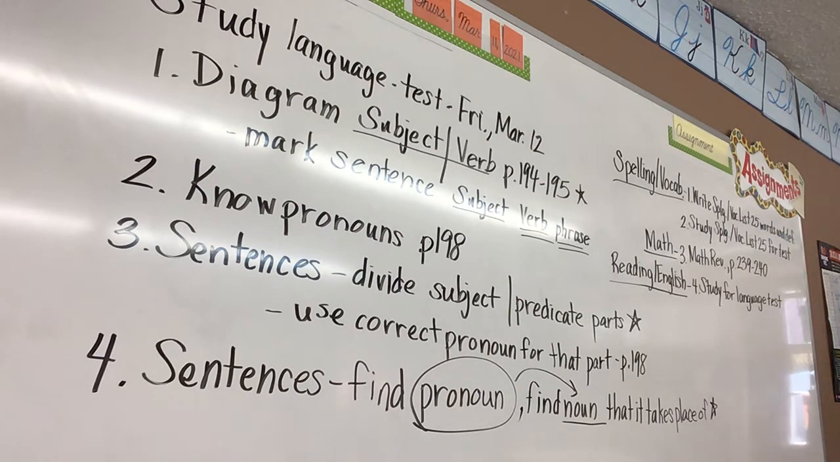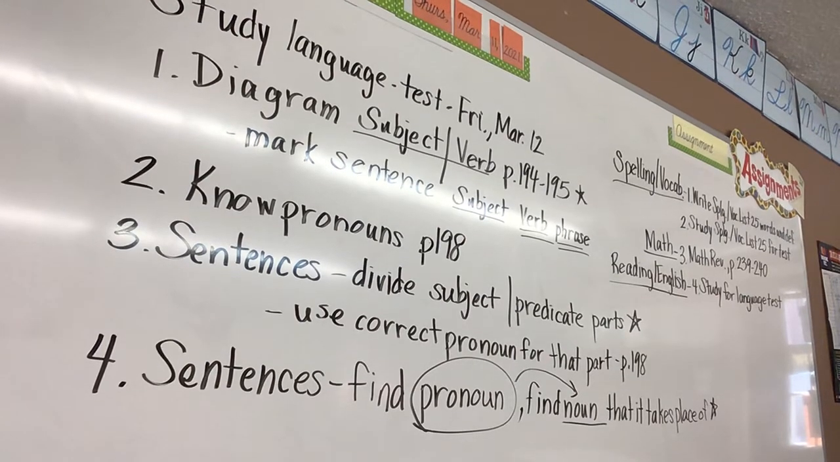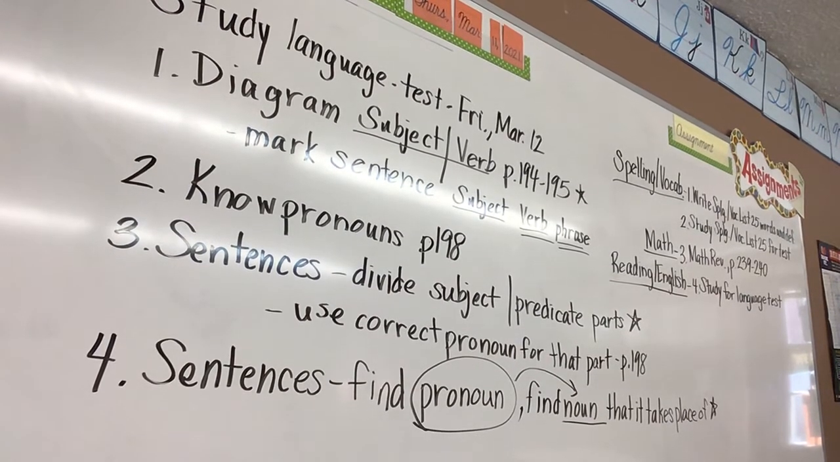Alright, so we're going to draw a line between the subject and the predicate part of the sentence. Then we're going to underline the verb twice. Then we're going to underline the subject once. And then we're going to circle the correct pronoun that needed to be used for whatever part of the sentence it is. Plus, we're going to write S or P, depending on if the pronoun was in the subject part of the sentence or the predicate part of the sentence. So let's start by reading the sentence.